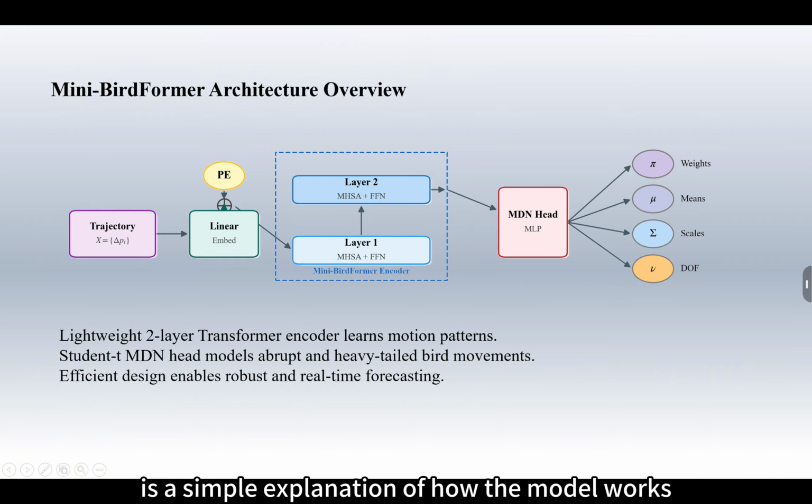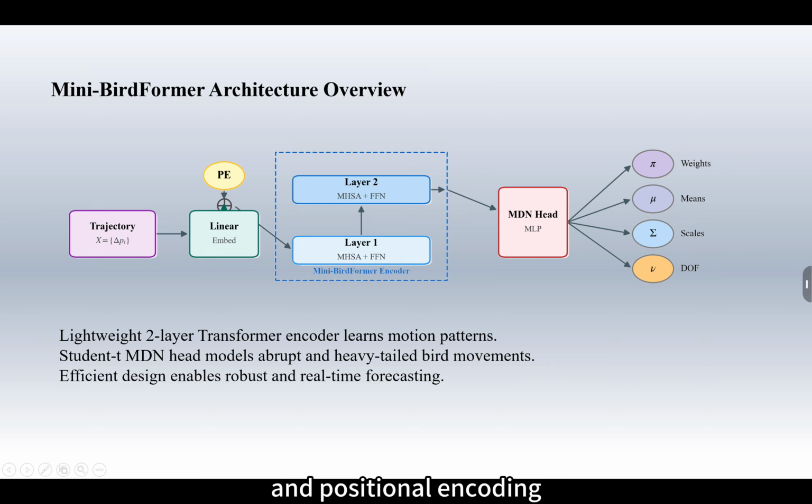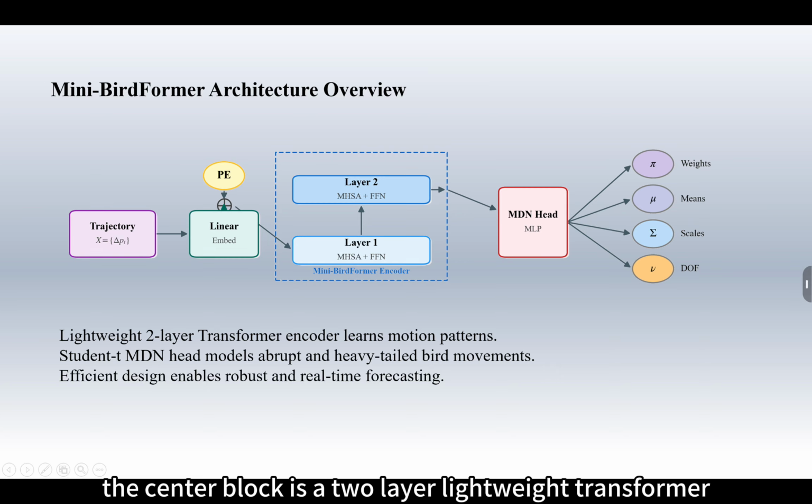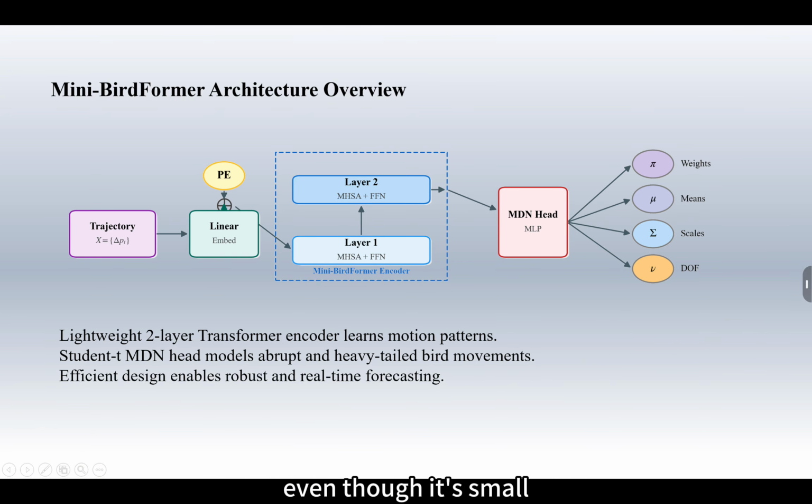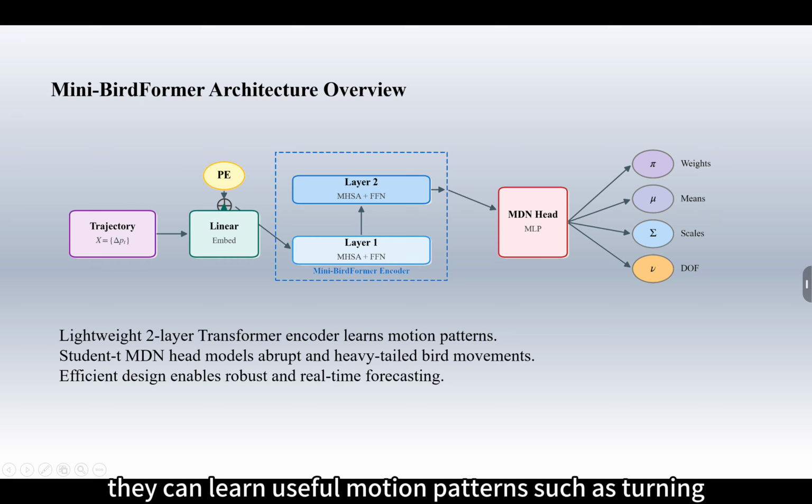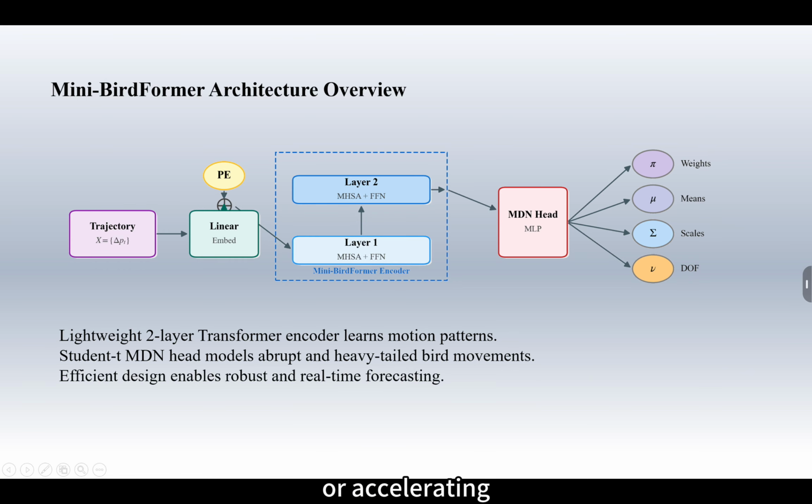Here on the second slide is a simple explanation of how the model works. We start with the input trajectory and embed it with a linear layer and positional encoding. The center block is a two-layer lightweight transformer. Even though it's small, it can learn useful motion patterns such as turning or accelerating.